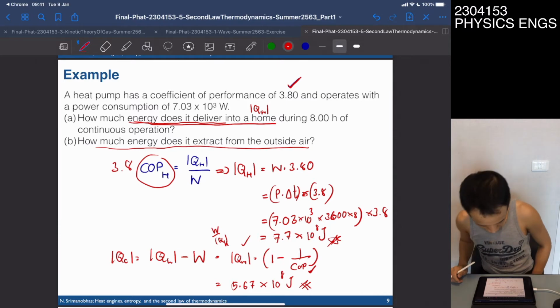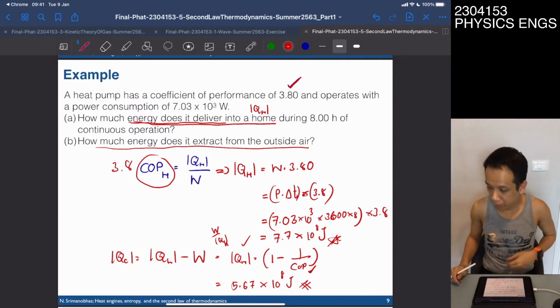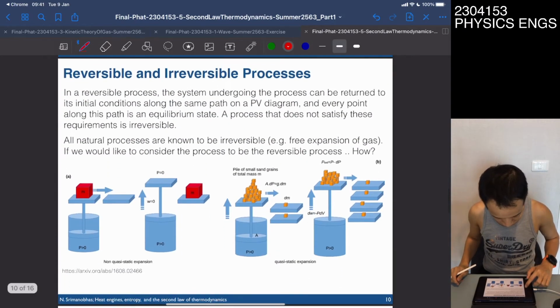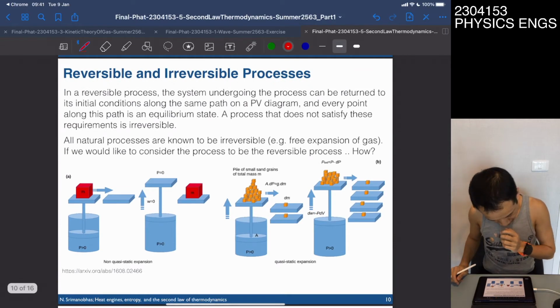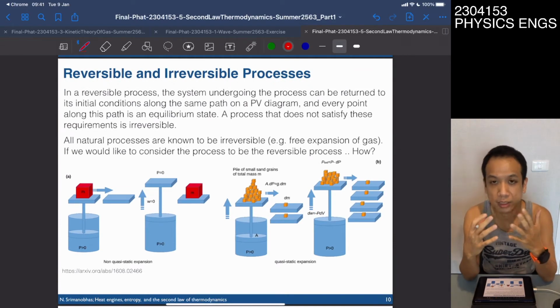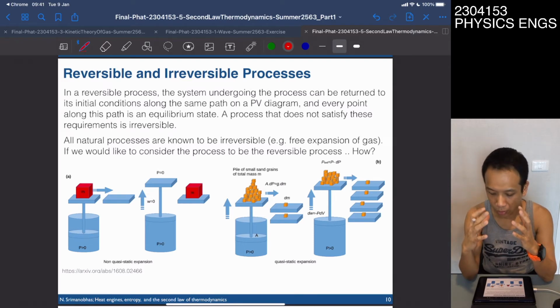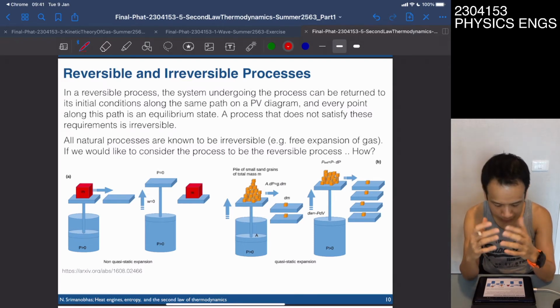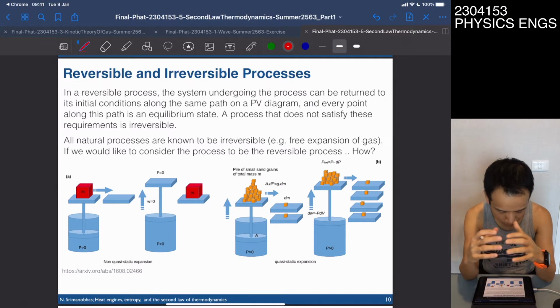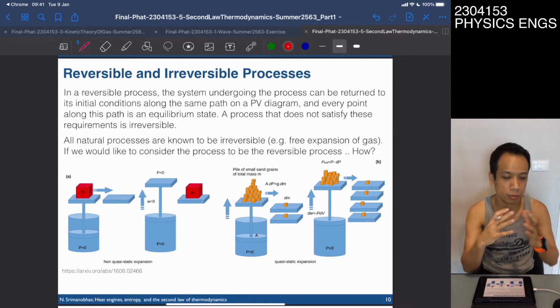Okay, then we move on next. Before we start the concept of Carnot engines, and then develop entropy from that, we first talk about reversible and irreversible processes.